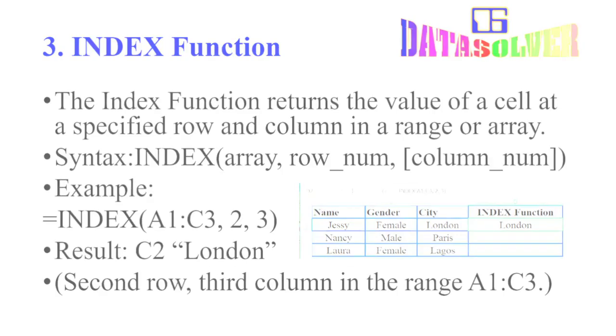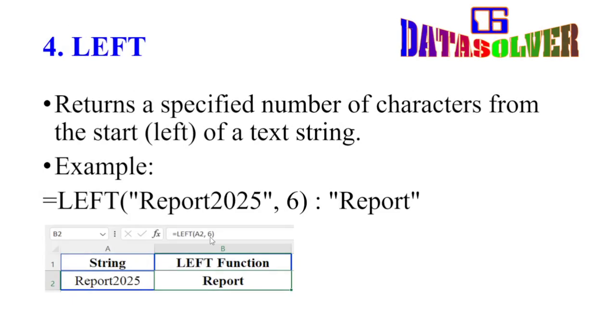So our next function is the LEFT function. The LEFT function returns a specific number of characters from the start, the left, of a text string. The example we have here in A2, our string is Report 2025, and in B2 we have our formula LEFT A2, 6. So the 6 returns Report. It's deliberately just to show you what the LEFT function does. Report is 6 characters. So that's how you can make use of the LEFT function.